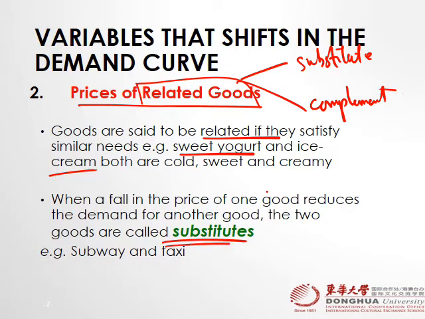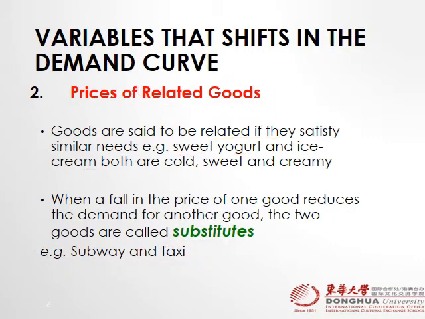So number one category is substitute. When a fall in the price of one good reduces the demand for another good, the two goods are called substitutes. For example, Subway and taxi, Pepsi and Coke, right? So what if we represent it through figures? If we have two goods, A and B, the law of demand is here. Price of A, quantity demanded of A. Price of B, quantity demanded of B.